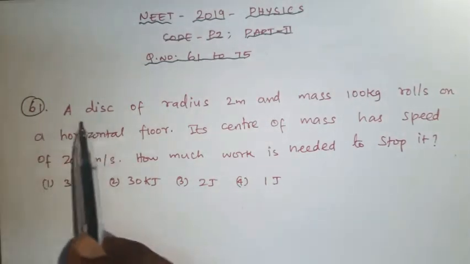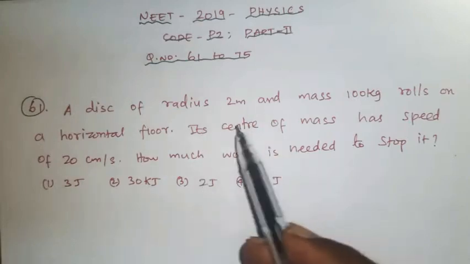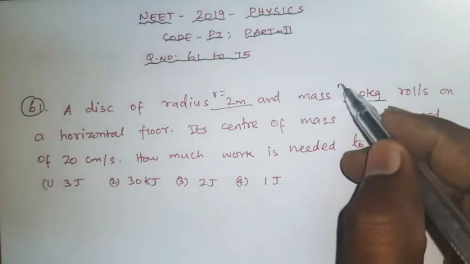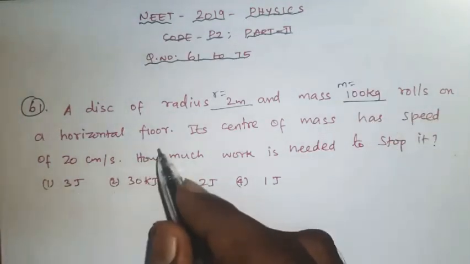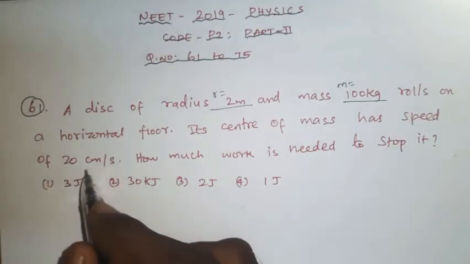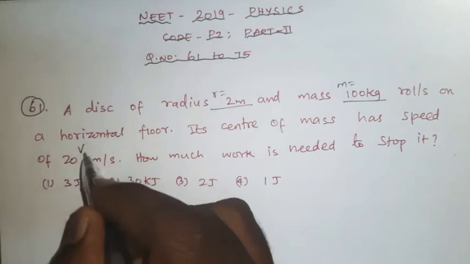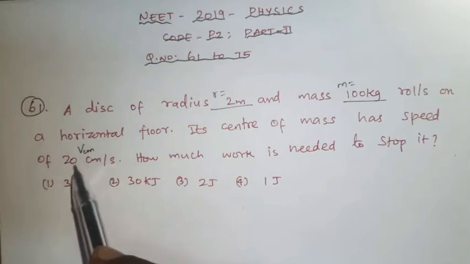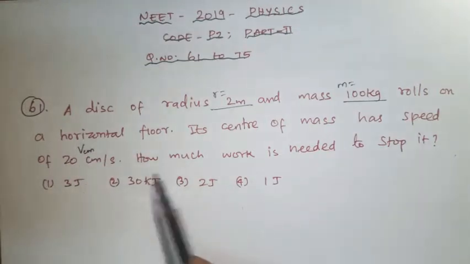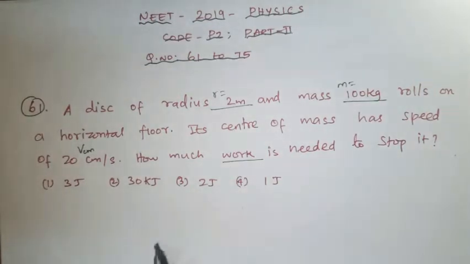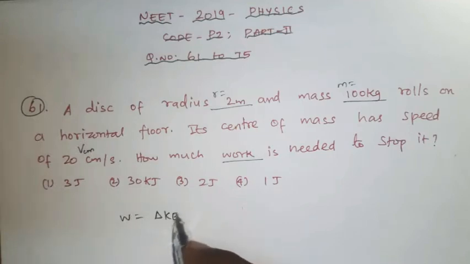61st question. A disk of radius 2 meter, take as R, and mass 100 kg, take as M, rolls on a horizontal floor. Its center of mass has speed of 20 centimeter per second. So that is V_cm, the speed of center of mass of the disk. How much work is needed to stop it? So we have to find out work. Work is nothing but change in kinetic energy, delta KE.